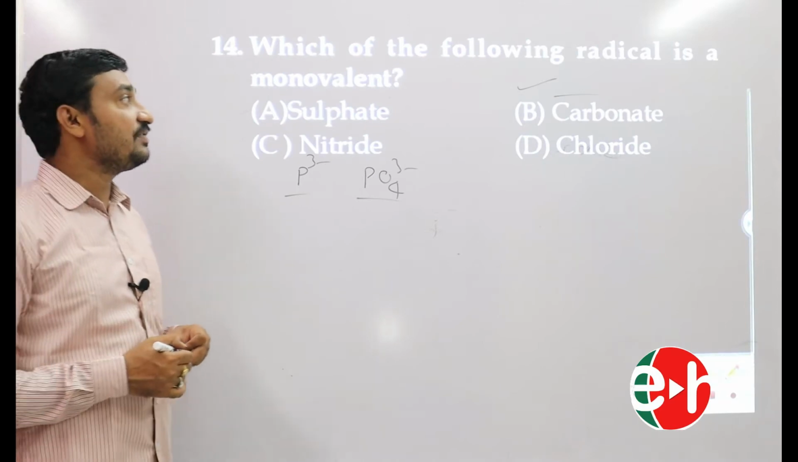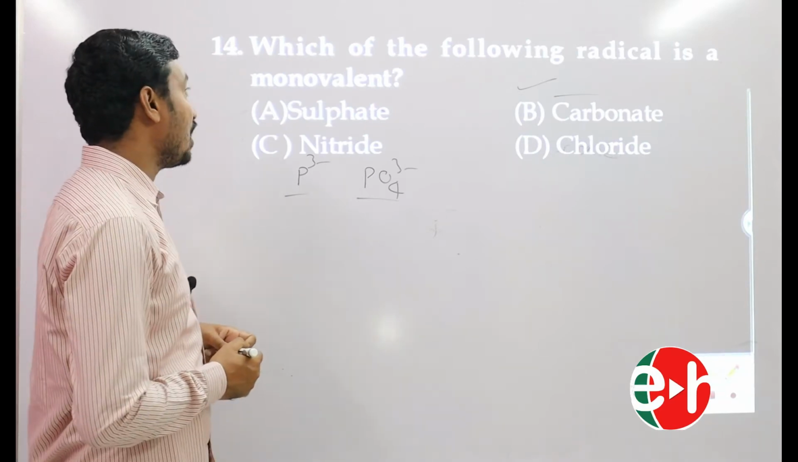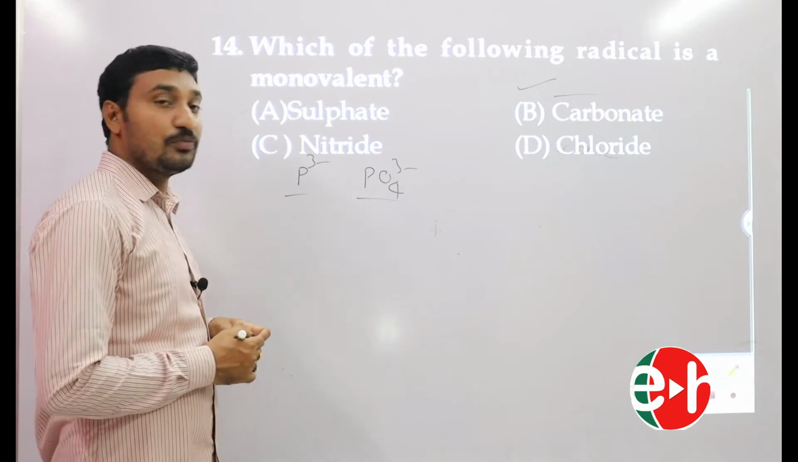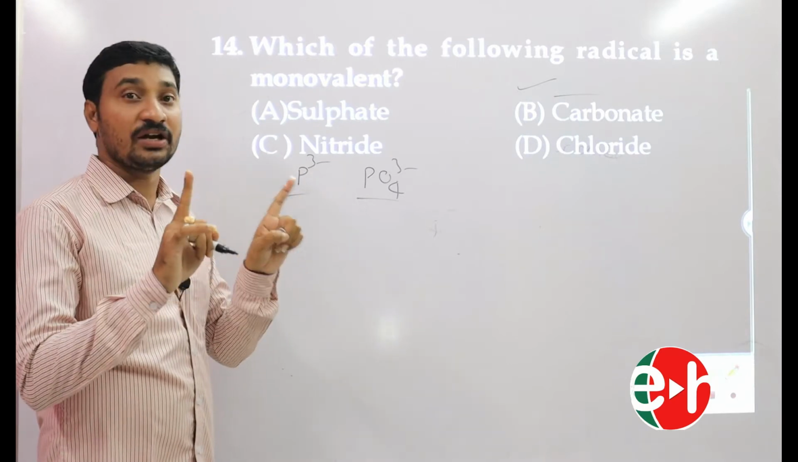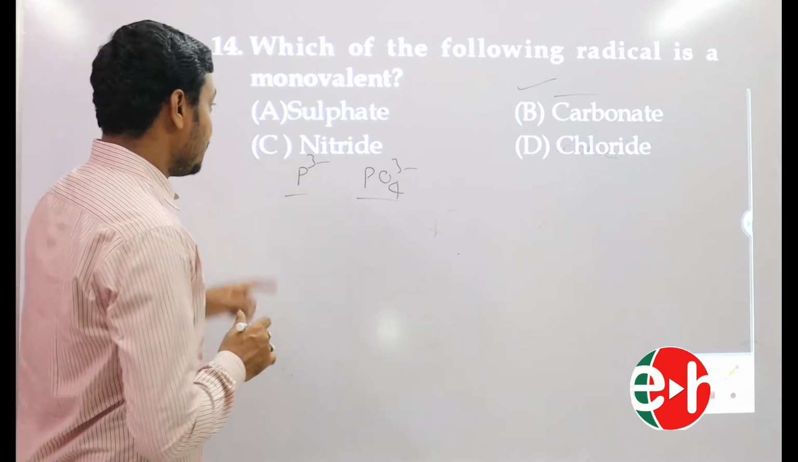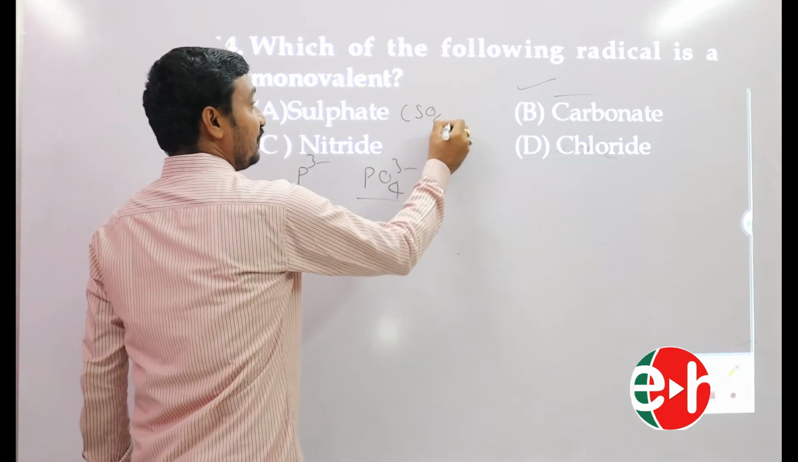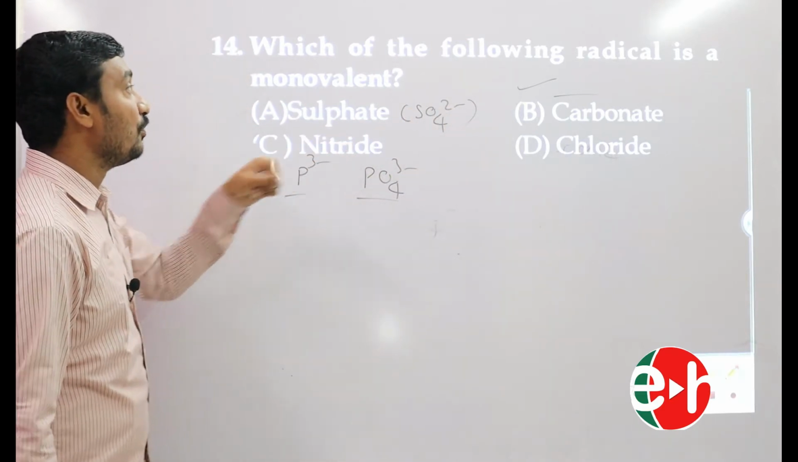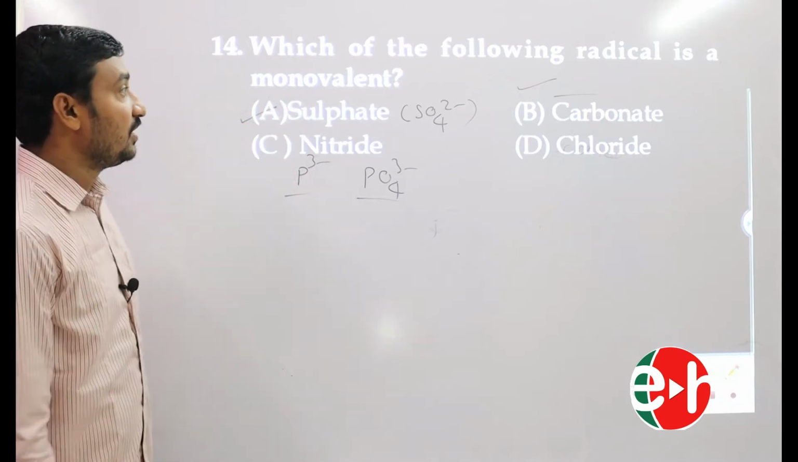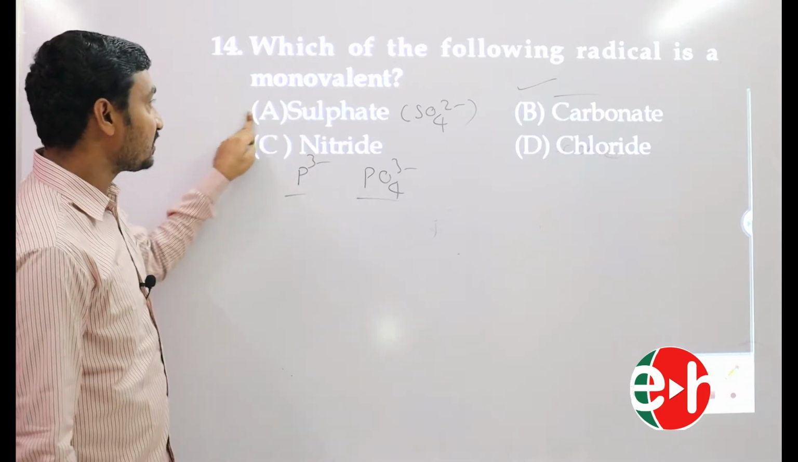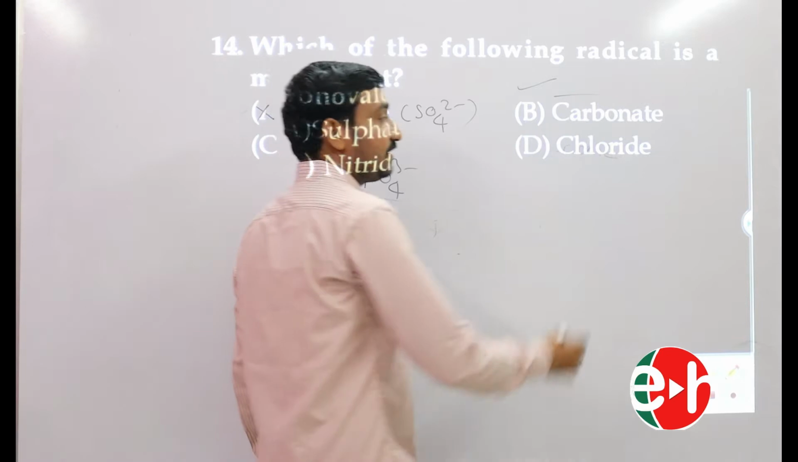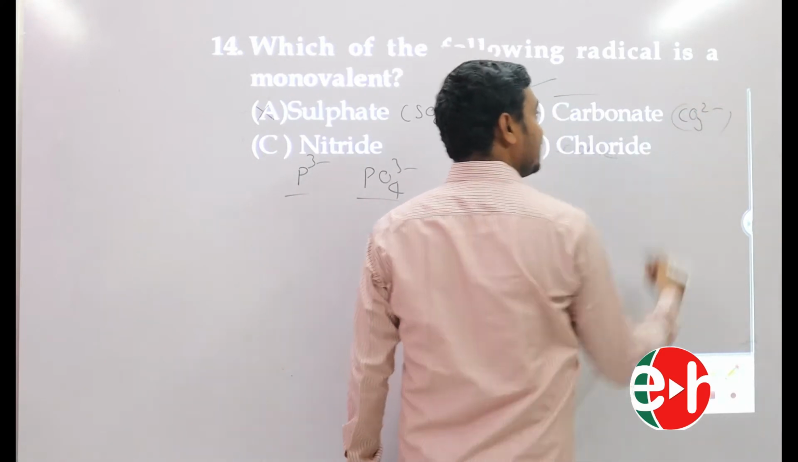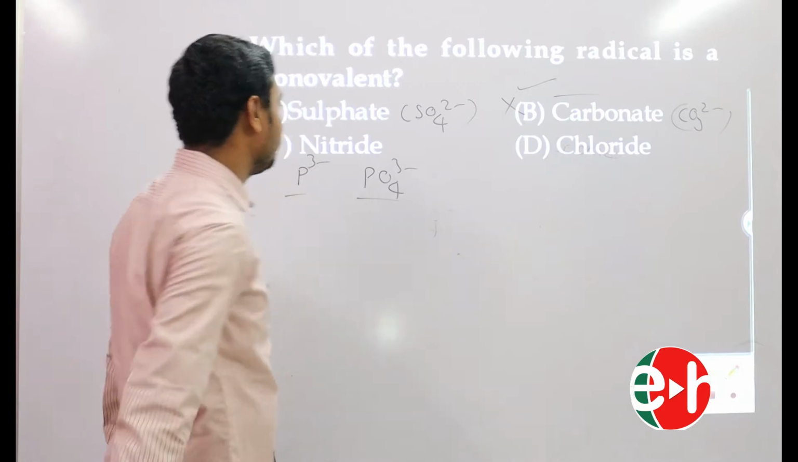Okay, next question please. Which of the following radicals is not monovalent? Not monovalent means there is no plus 1 or minus 1. Okay, sulfate, SO4 2 minus. So this is not monovalent. Carbonate, CO3 2 minus. This is also not monovalent. So this is also wrong.